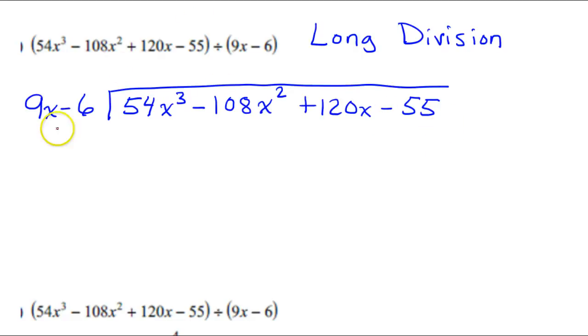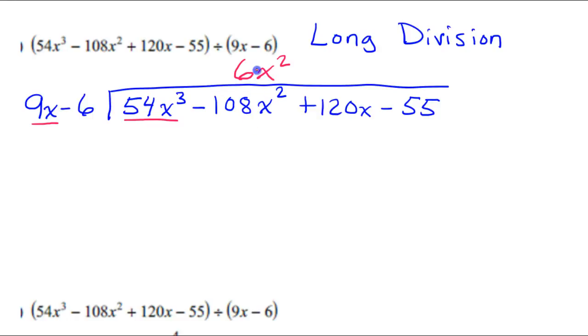So the first thing we're going to do is look at the 9x and the 54x to the third power, and ask ourselves, 9x times what will give us 54x to the third power? Well, 9 times 6 is 54, so I'm definitely going to need that. And x times x squared will give me x to the third power. So I'm going to need 6x squared. 9x times 6x squared will give me 54x to the third power. So I put that 6x squared here.